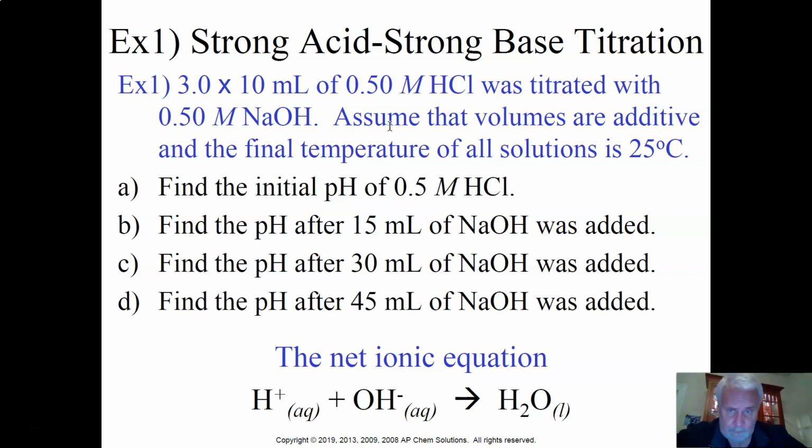All right, so it said find the initial pH of 0.5 molar HCl, and then find the pH after 15 mils of the NaOH was added, and then find the pH after 30 mils was added. So we could hypothetically predict the pHs of these amounts, and then even after 45 mils of the NaOH was added. Now remember, the net ionic equation for strong and strong is super simple. H plus OH minus gives you water.